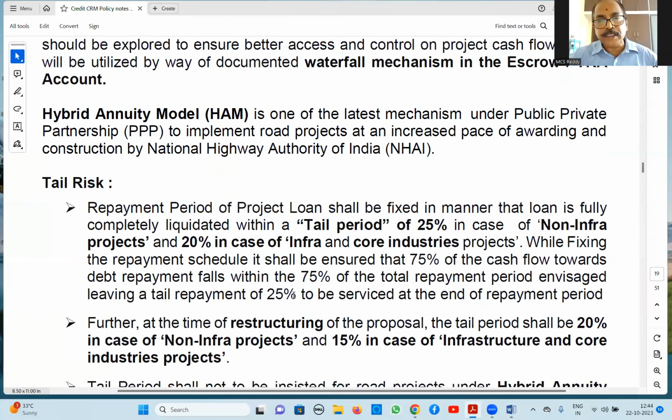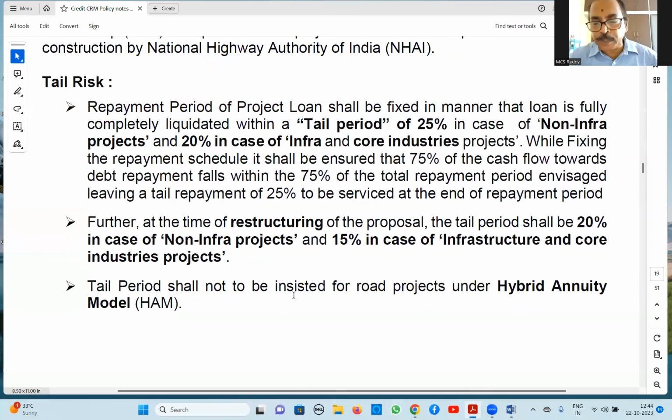Next one, tail risk, another point. Term loans, this is another issue. Tail risk means, taking the earlier example, one road project with a 30-year total project period, which we call the concession period. So the National Highways told us to operate for 30 years and after 30 years transfer it to them. That means income will be generated up to 30 years. So what we do while fixing repayment is not fix it up to 30 years. You leave some period, say we fix repayment only for the first 25 years or 20 years. You leave some period. That is called a tail period.